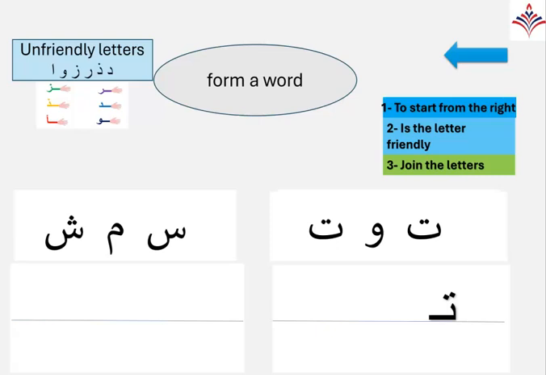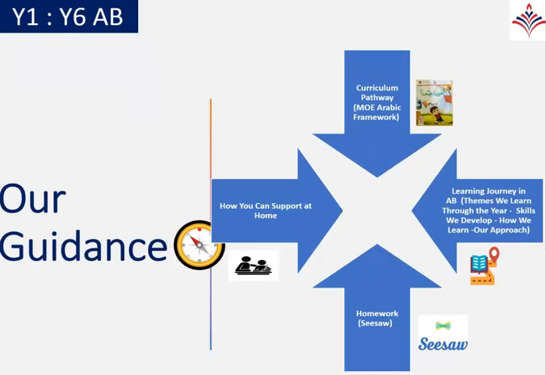We start from the right. This letter is friendly. We cut it, and then there will be a hand to join with the next letter. This letter is unfriendly, so it will not join to the other letter. Same here, from the right side, it's not in the list, so it is friendly. We will put the other shape of the letter. There is a hand, we go to the next letter, friendly. We change it, and then the last letter. This is how we write Arabic words.